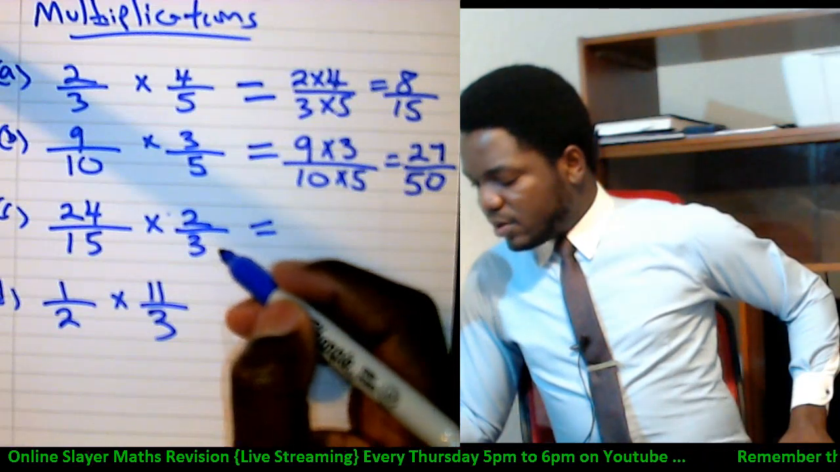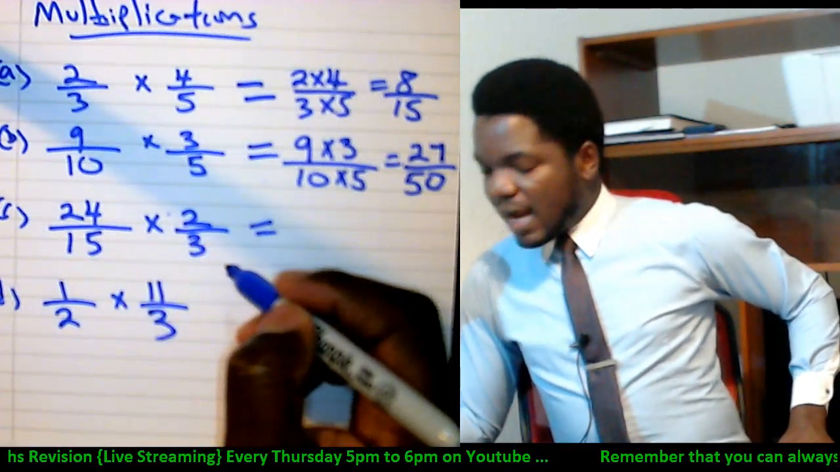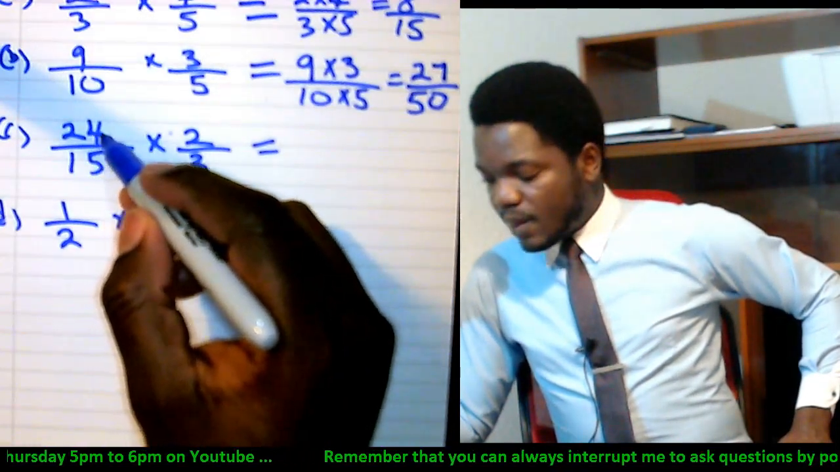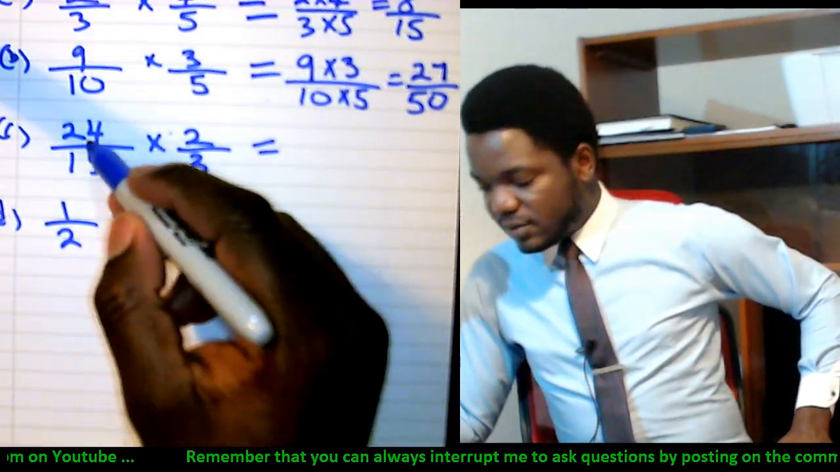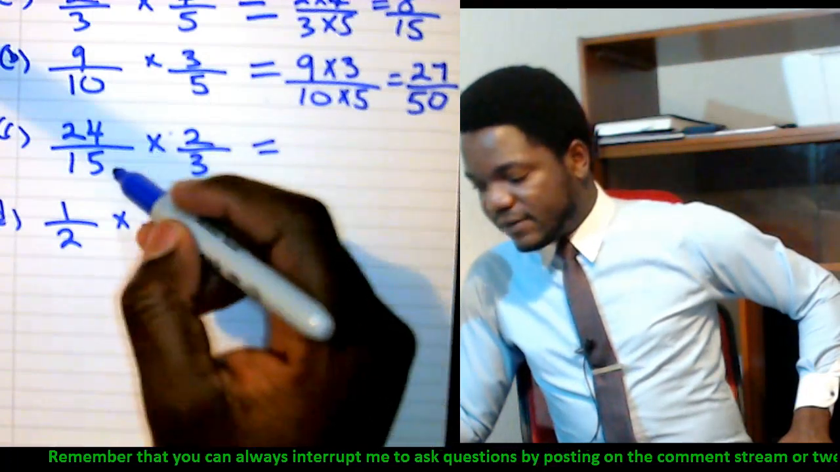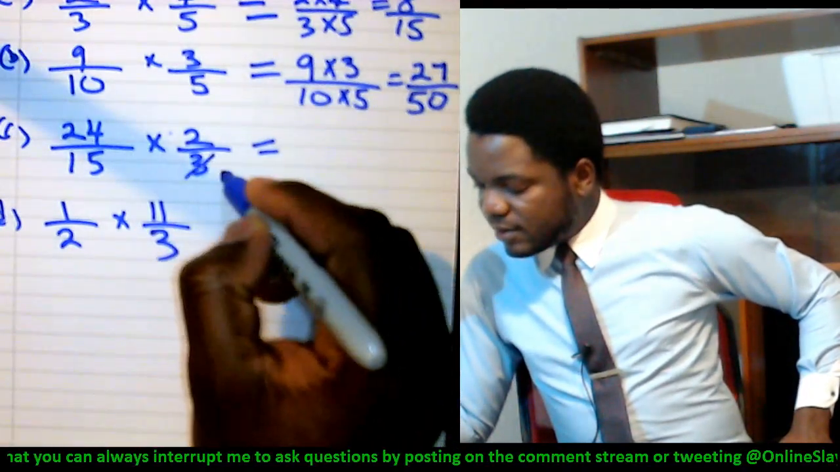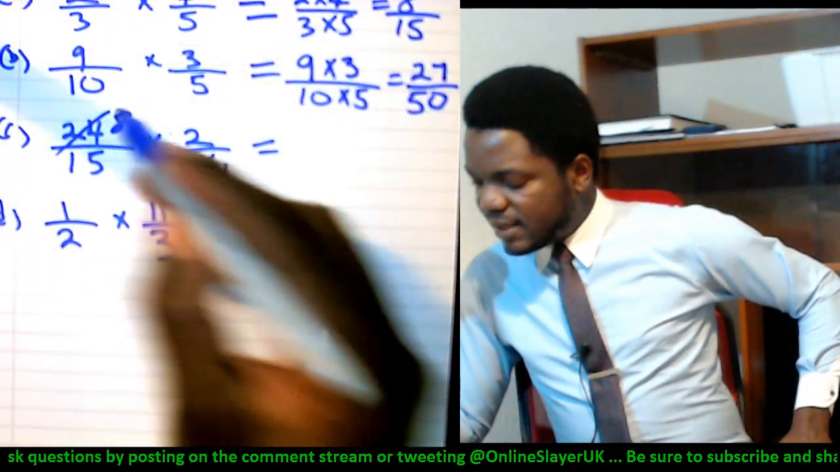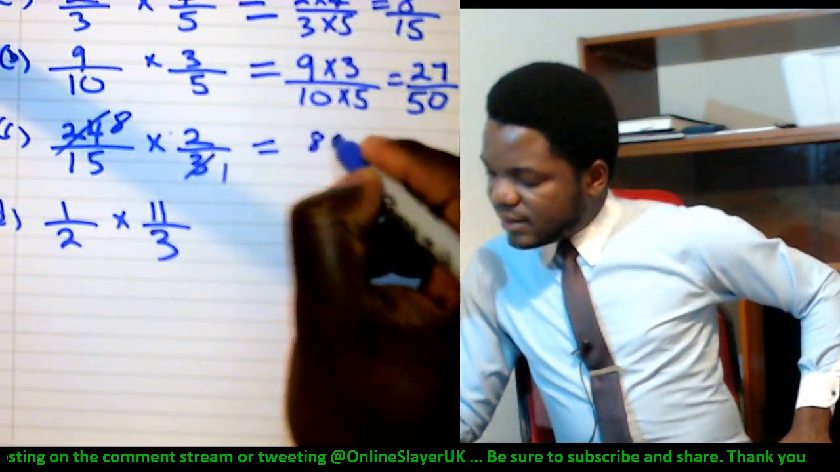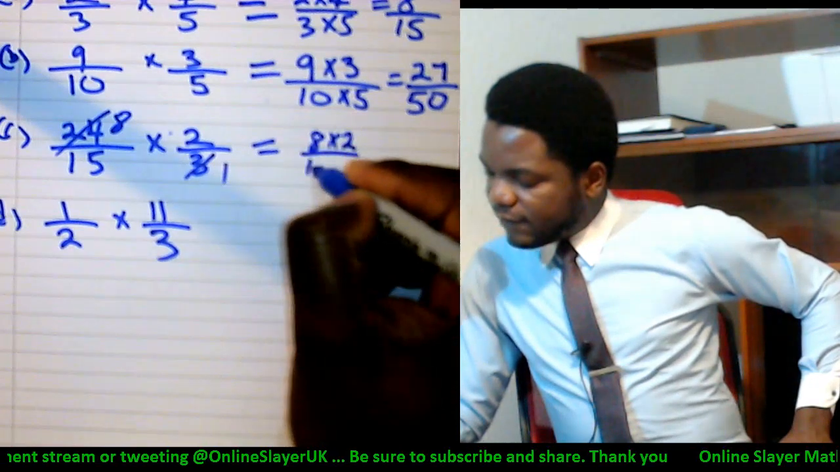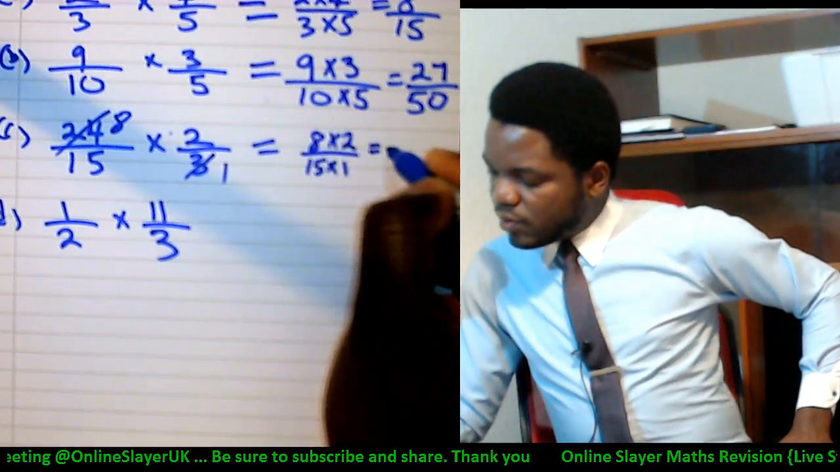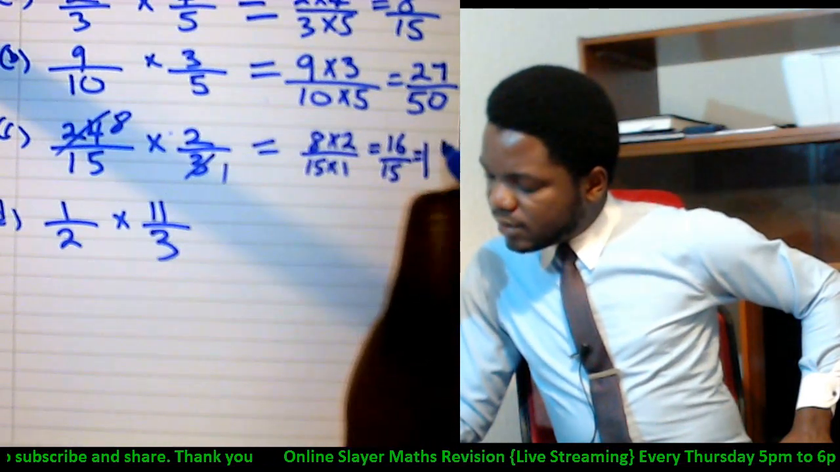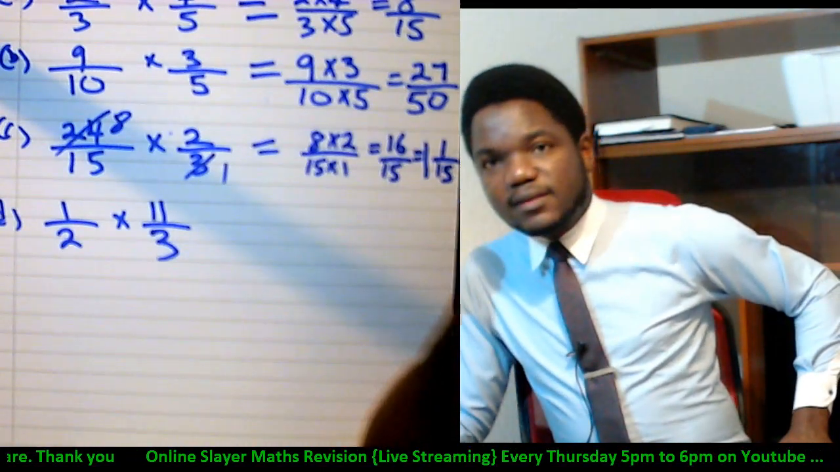Another thing you can do is you can multiply across borders. Like here, you've got 3 here, you've got 24. The 3 here is very happy to deal with this 24 for you if 15 cannot do it. So how many 3's do you have in 3? 1. How many 3's do you have in 24? 8. So you're left with 8 times 2 over 15 times 1, which is 16 over 15, which is one whole number, 1 over 15.